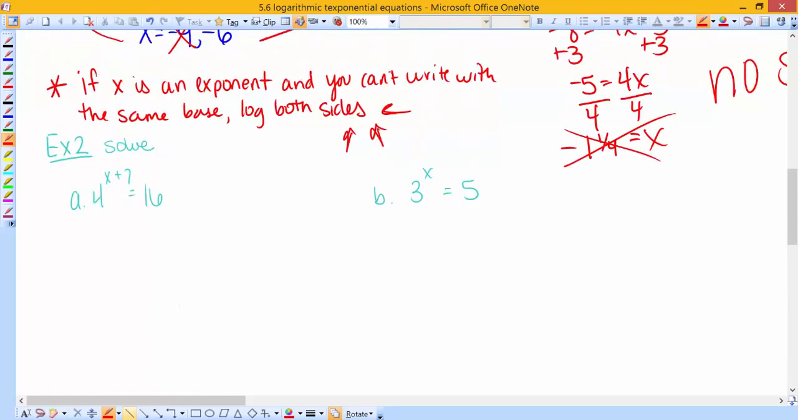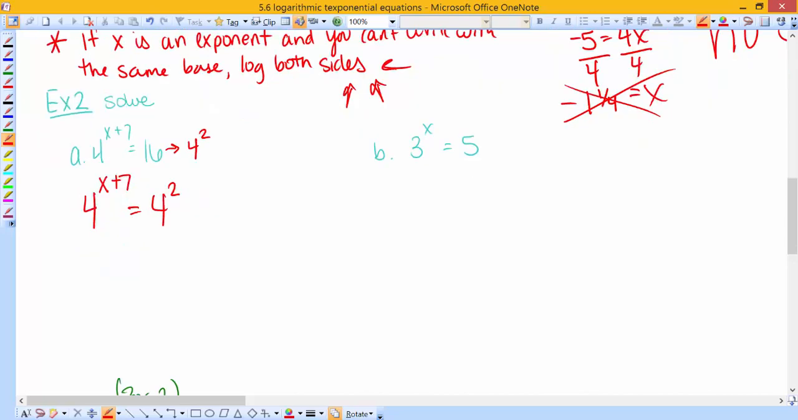If x is an exponent and you can't write with the same base, you need to log both sides. So what do I mean by rewrite with the same base? Well, if I look at example A, I have a 4 and I have a 16. Well, 16 is 4 squared. So this is 4 to the x plus 7 equals 4 squared. So I can rewrite them with the same base, which makes your life easier. You can ignore the bases and you're left with x plus 7 equals 2. So x equals negative 5.